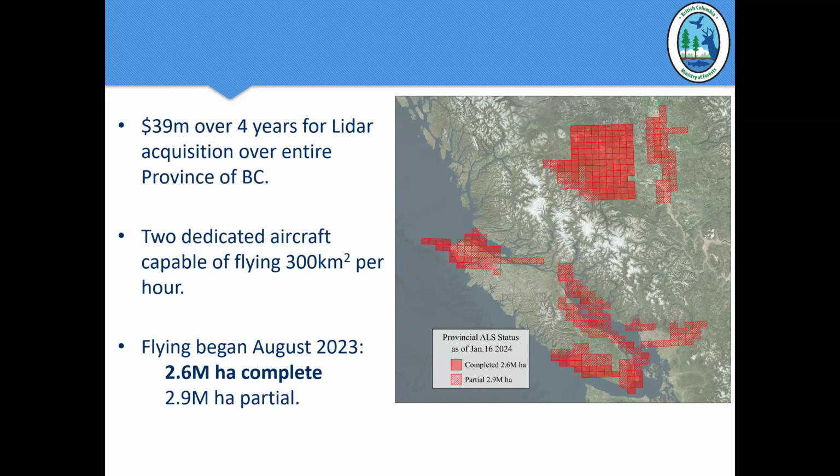And this graphic on the right shows what we were able to complete since we started in August of 2023, and what our partial areas are. We're treating these all as individual map tiles and counting them all up. So we have 2.6 million completed tiles and 2.9 million partially completed tiles so far. This graphic is current to January 16. I think they took a couple of months off over the winter, but they're really trying to push the envelope and fly as much as possible.